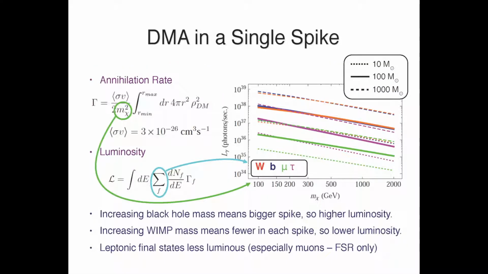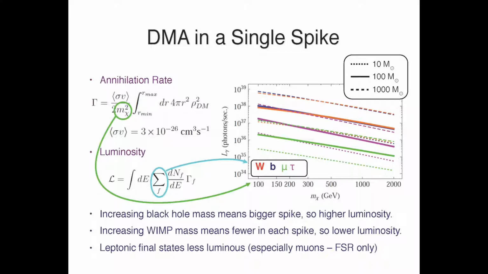Okay, so if we think about dark matter annihilation in an individual spike, the annihilation rate is proportional to the cross-section divided by the mass squared. Here we're going to fix the cross-section for simplicity. And so if I use the annihilation rate then to calculate the intrinsic luminosity, so this is the luminosity at the source, you can plot the luminosity as a function of mass.